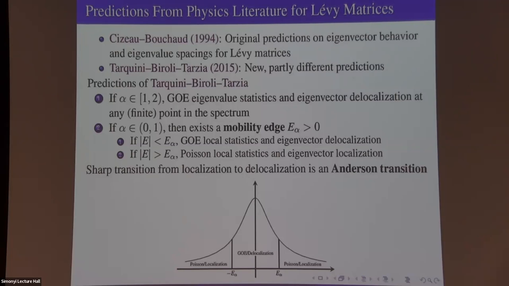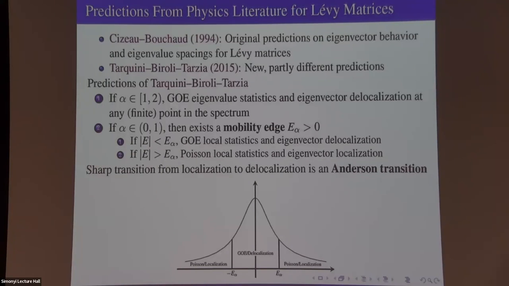So this more recent work of Tarquini, Barrera, and Tarza provided new, slightly different predictions. And I'll say what those are. So the predictions are as follows. Alpha is a parameter, right? It tells me what the tail is.